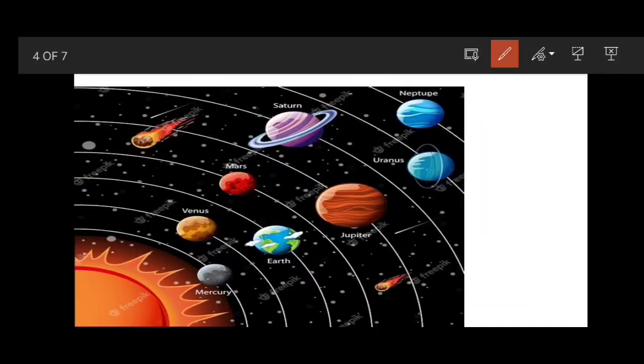This is the solar system. There are 8 planets in our solar system. These are the planets. And among all those planets, Earth is the only one which supports life. Why? Because on this earth, we will find air, water, and the right temperature.